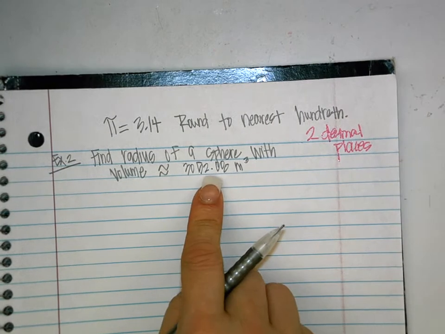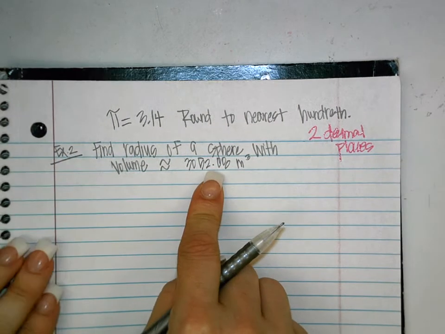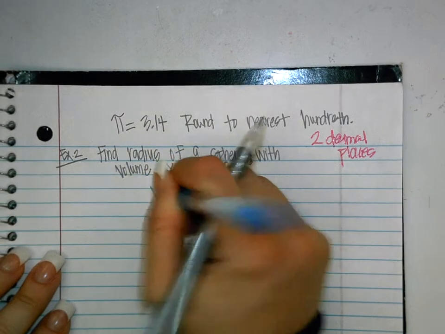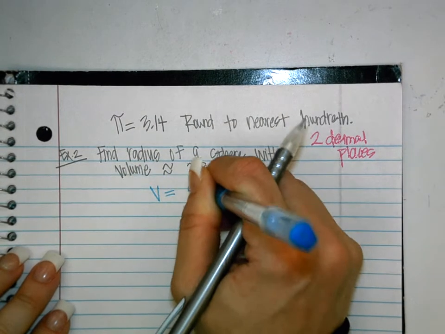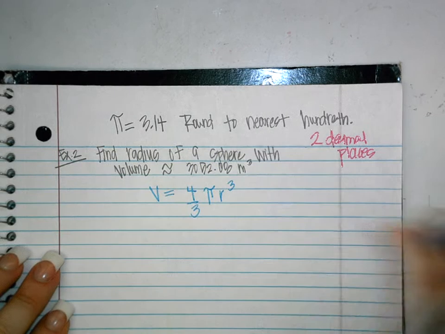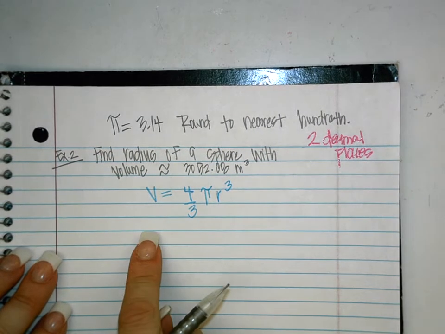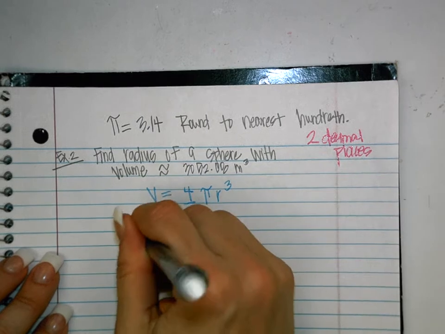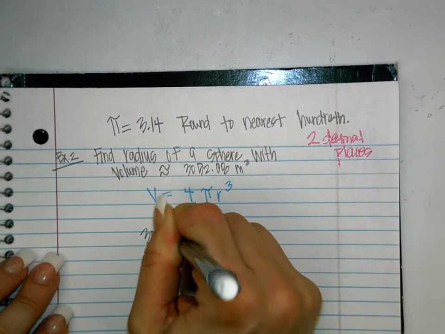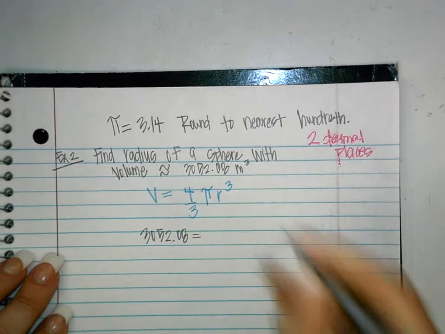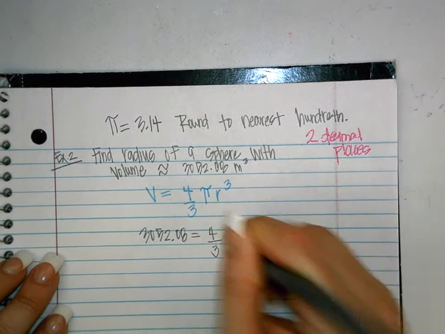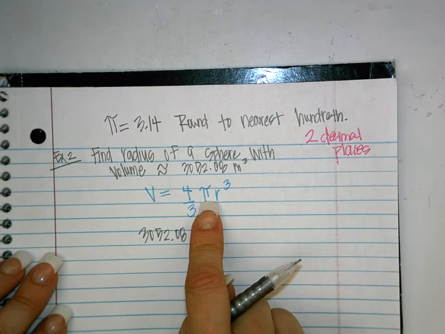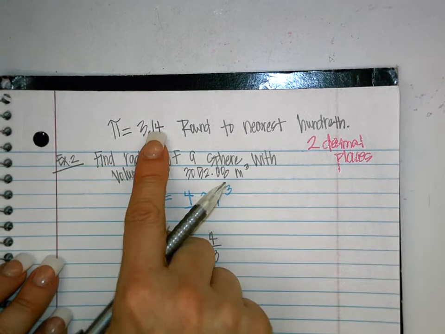So volume of a sphere. What's the formula for volume of a sphere? 4/3 pi r cubed. 4/3 pi radius cubed. So here, what am I going to plug in for volume? This number. 3052.08 equals 4/3. Now this one, do we know what pi equals? Yes, we know it's 3.14.